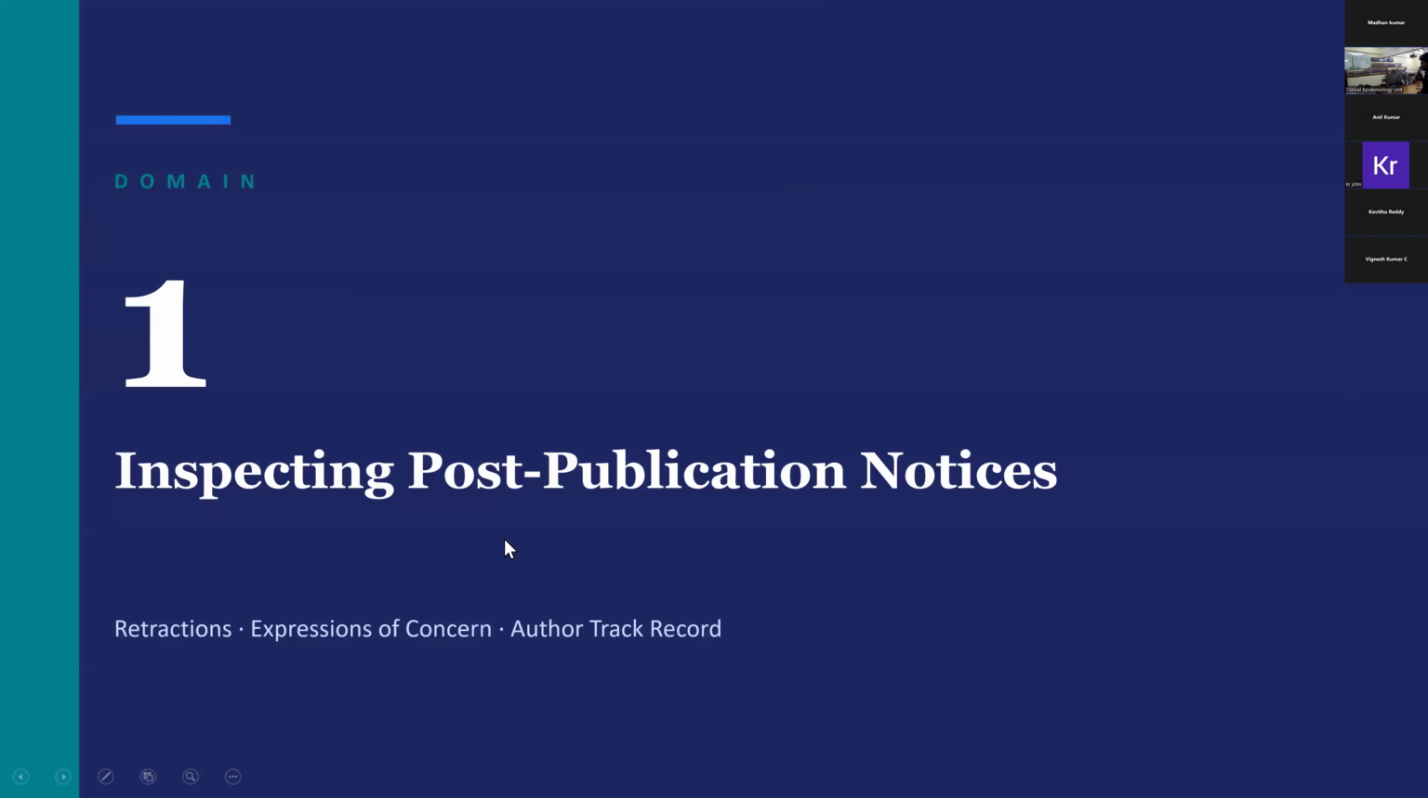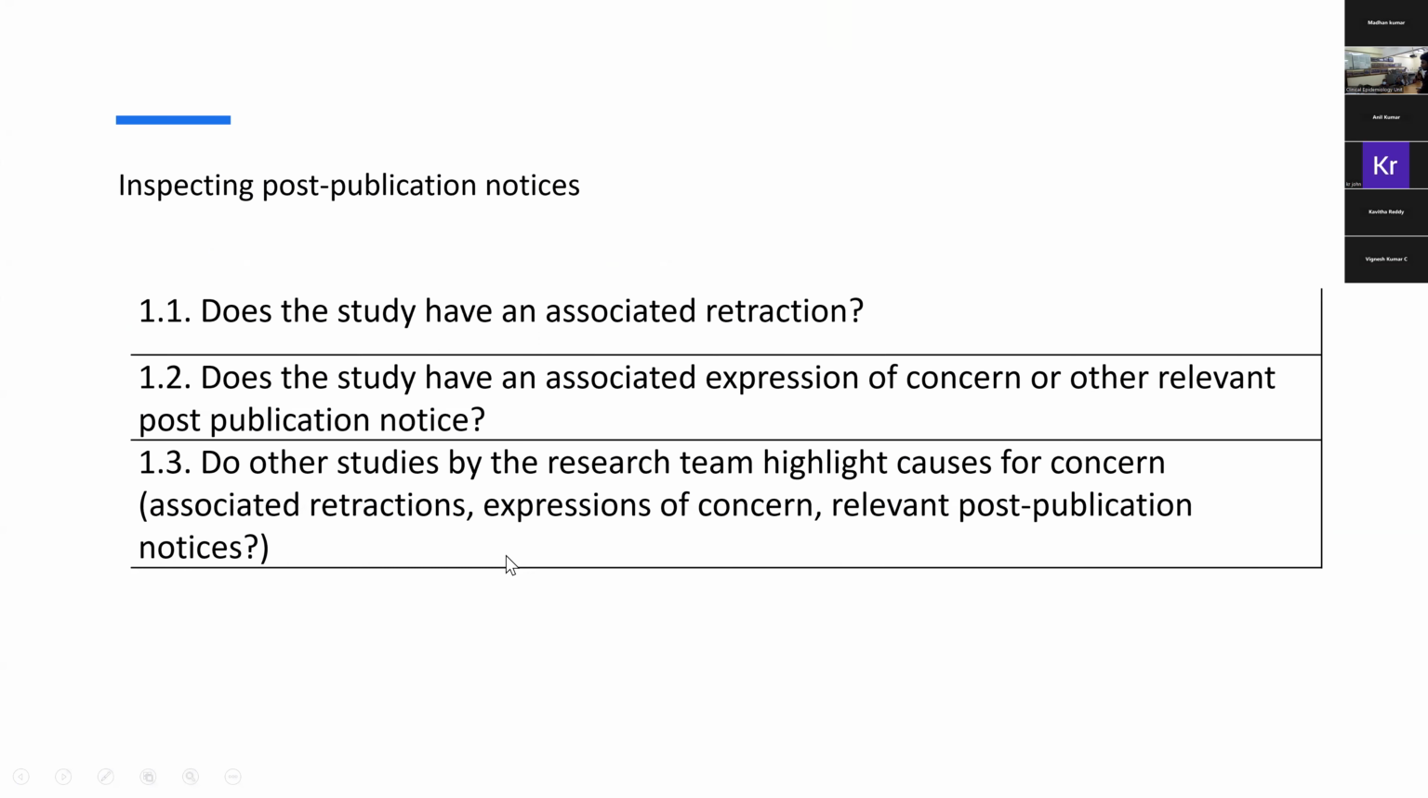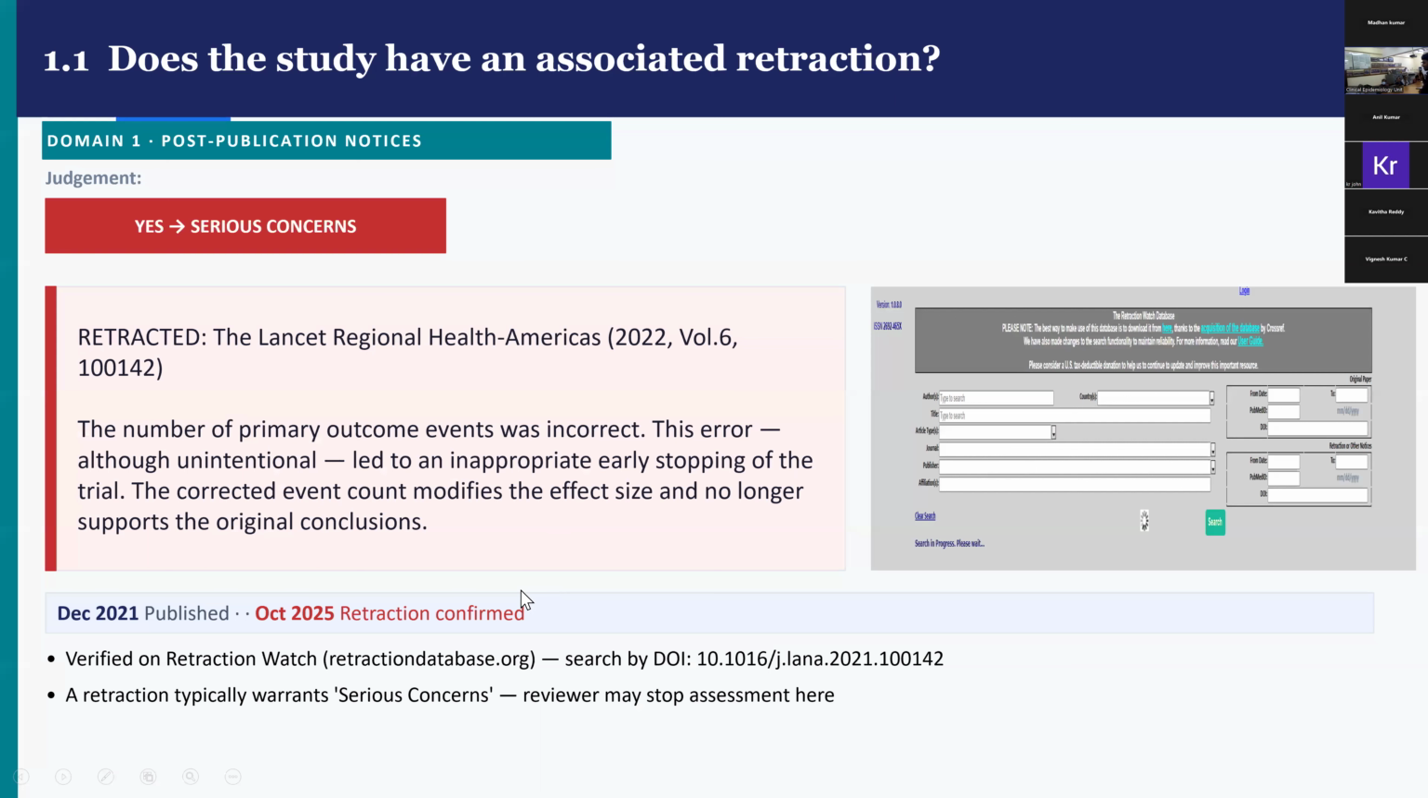So coming to the first domain, which involves inspection of the study's post-publication notices. The first question was to find out whether the study has an associated retraction, for which we have given serious concerns, because when we looked up the journal, The Lancet, we noticed that the study was retracted. The reason given was that there was a problem with the number of population that was considered at risk, and the number of primary outcome events was also given as inappropriate and incorrect.